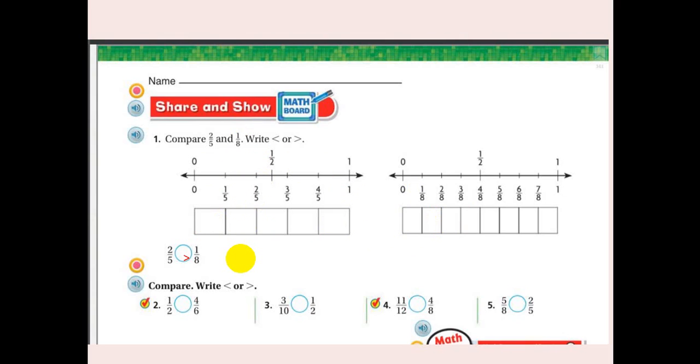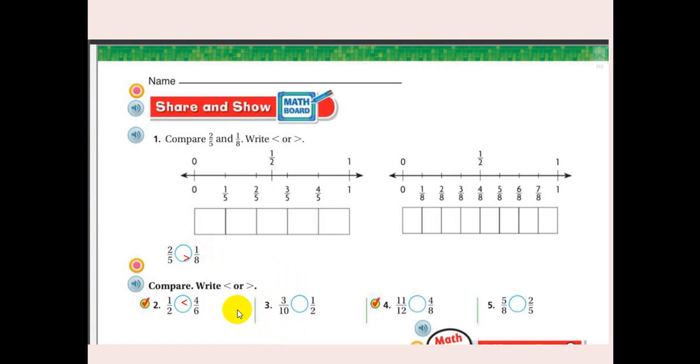To check your answers, you can make a butterfly like this, from down to up. 8 times 2 equals 16, we write 16 up, and 5 times 1 equals 5. Which is bigger, 16 or 5? 16 is bigger. Here, from down to up, the butterfly or scissors way: 8 times 2 equals 16, we write 16 up, and 5 times 1 equals 5.